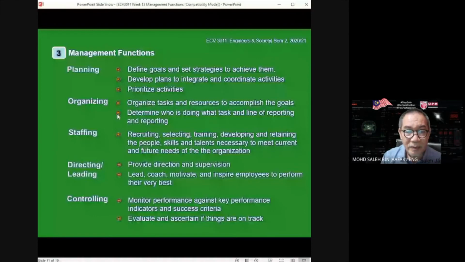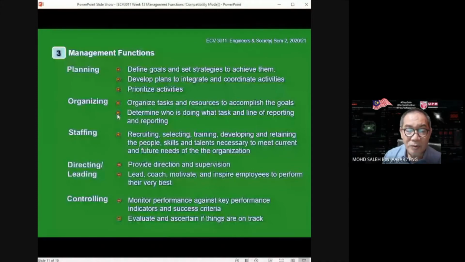Yeah? And obviously, directing and leading is also very important. Many of the times, our workers have no clue what to be done, so they need some directions and some coaching sometimes, a little bit of inspiration and all that. And managers do that, giving some direction if people lose their way.